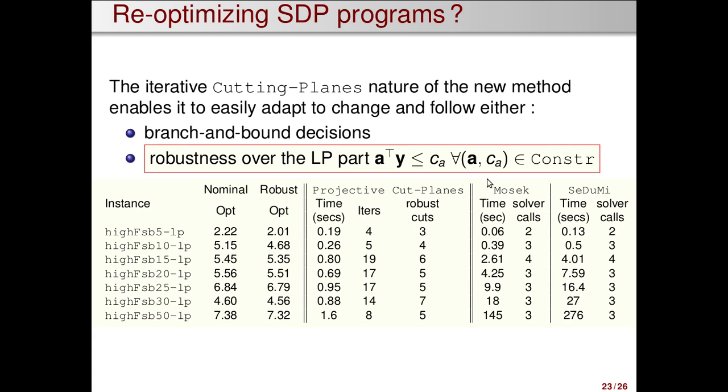But if I use an interior point method, Mosaic or SeDuMi, I need to call the solver multiple times, you see, because I don't know how to do it without restarting from scratch. So I solve an SDP program, I add a new robust cut, which is a modified version of this according to some robust rules, and then after adding this new constraint, I need to restart the solver.